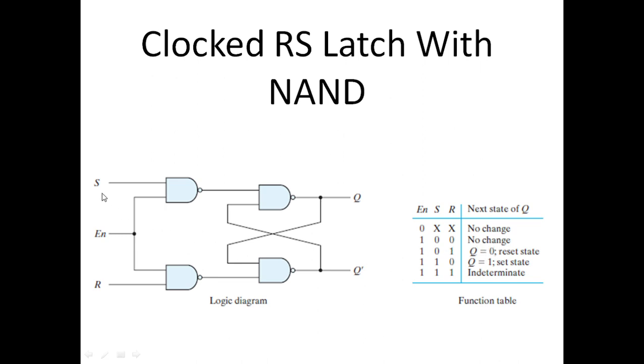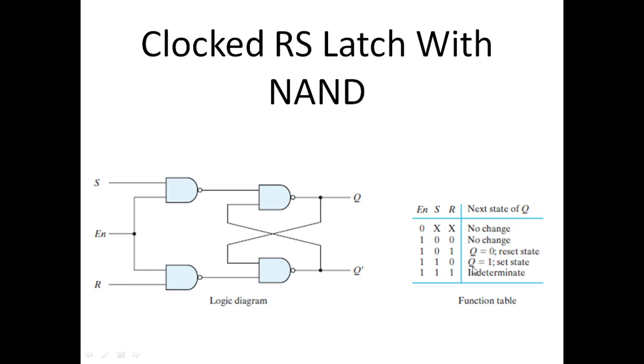Similarly, when 0 1 is provided here, 0 will make this S as 1, and this is 1, so it will make this input 0. So by providing 0 at the R input, it will reset the flip-flop. Here it becomes 0, and that is a reset state. Similarly, 1 0. When 1 is provided here, we get 0 here. And when 0 is provided here, we get 1 here. So 0 at the S input will set the flip-flop.